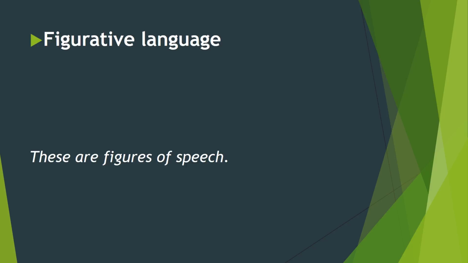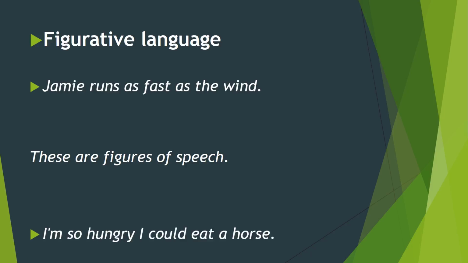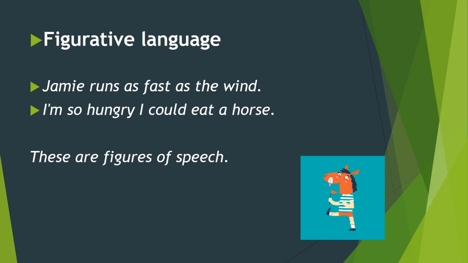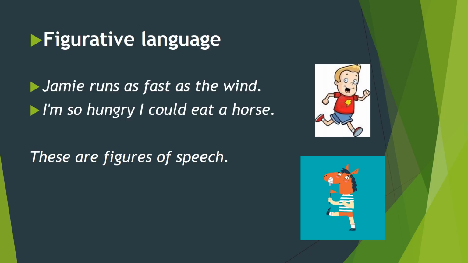Figurative language. Jamie runs as fast as the wind. I'm so hungry I could eat a horse. These are figures of speech. Did you really think that he could eat a horse? Of course not. This is a figure of speech. You need to understand the magnitude or the intensity of what the author was trying to convey when he used this literary device. So what device has he used here?